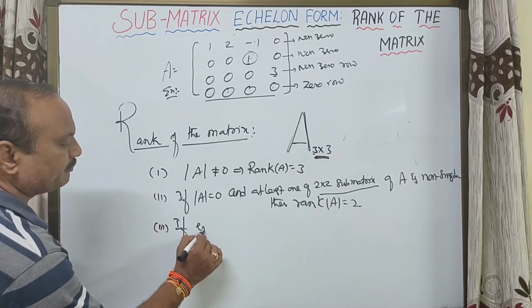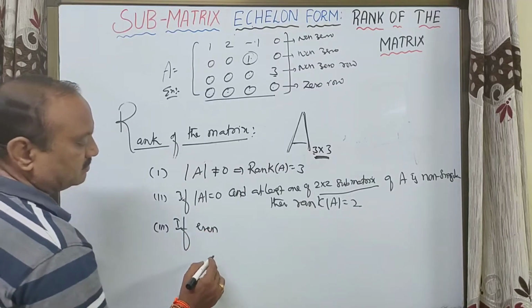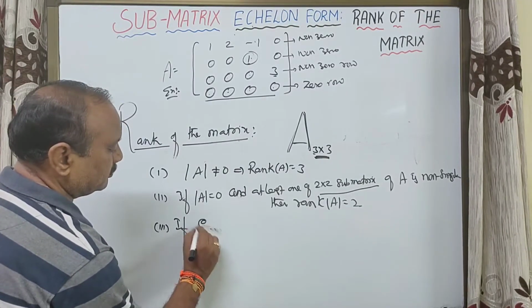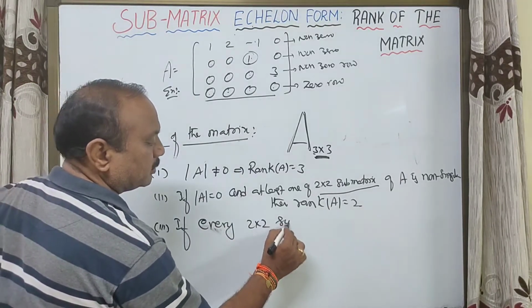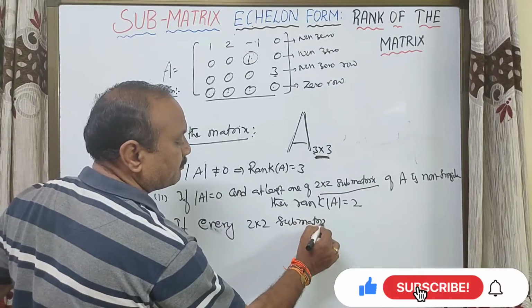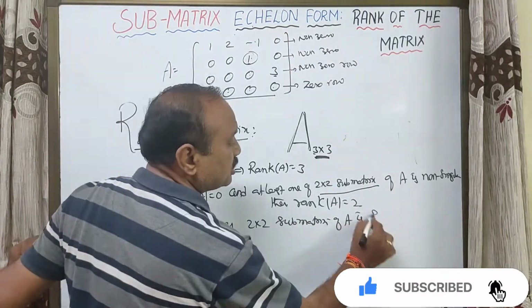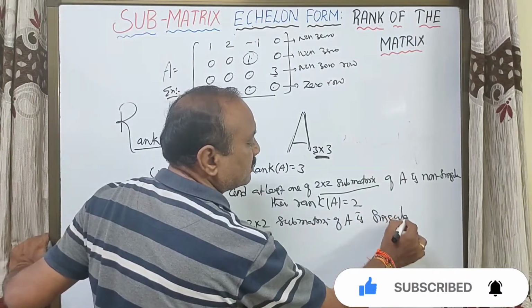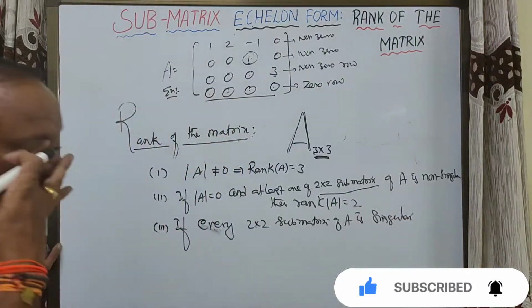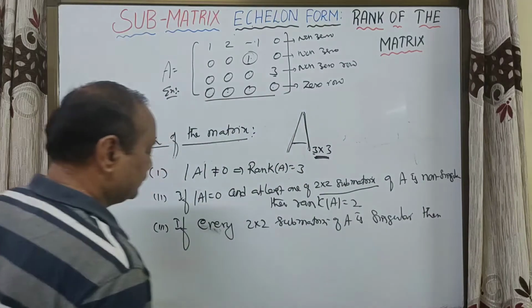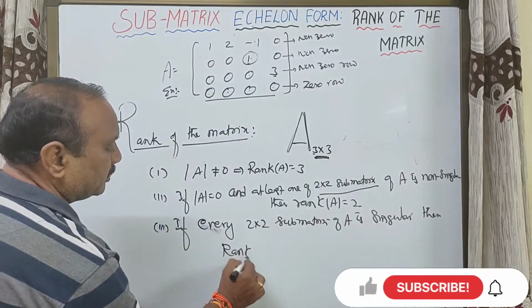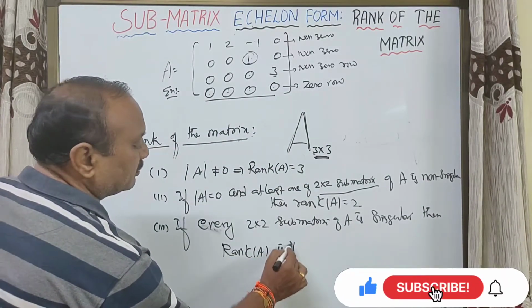If every 2 by 2 submatrix of A is singular, meaning the det value equals 0, then rank of A is 1.